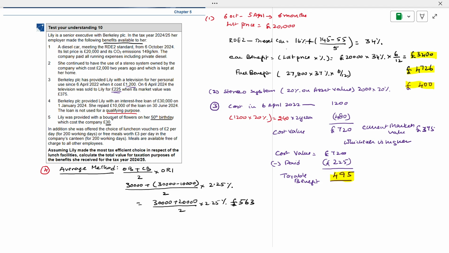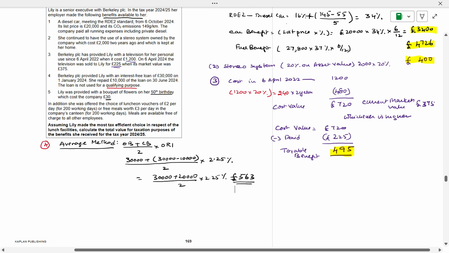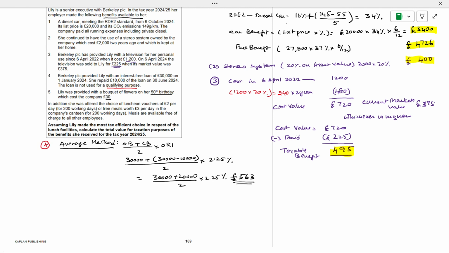One second, they have paid something. If we have taken the average method, how much did we get? We got 563. Now what do we have to do? Whichever is less. How much interest was paid?